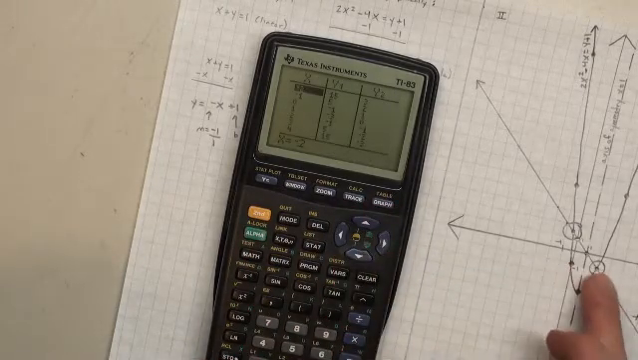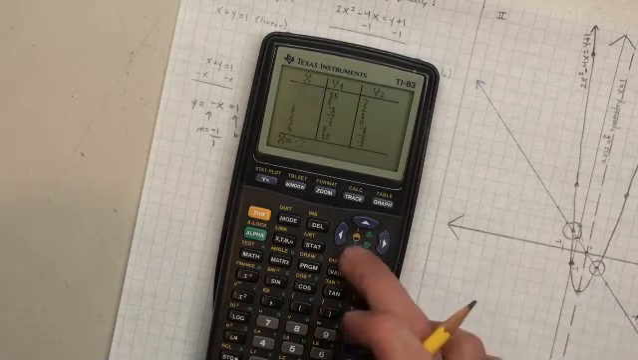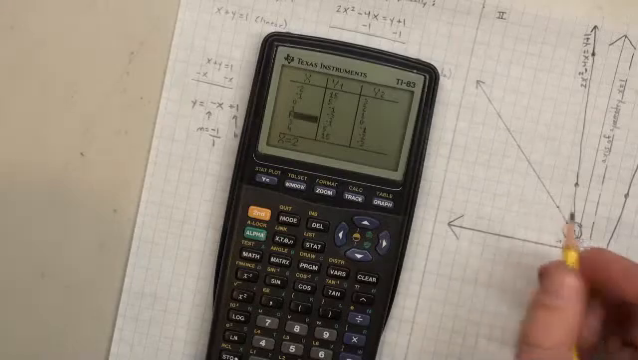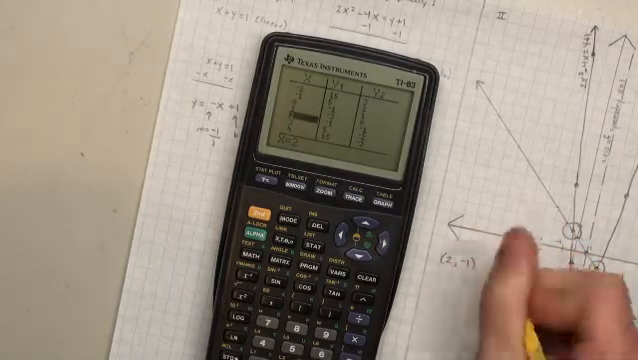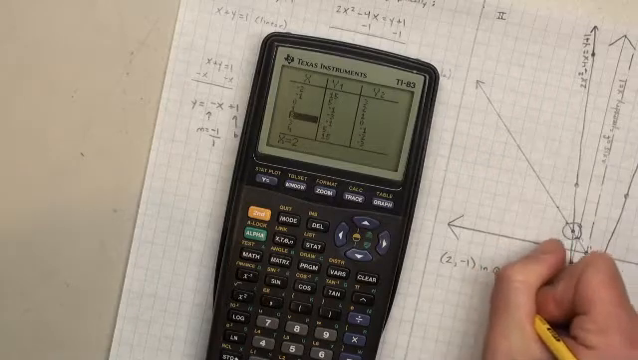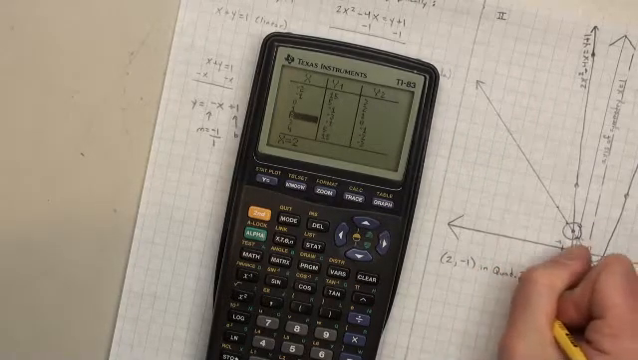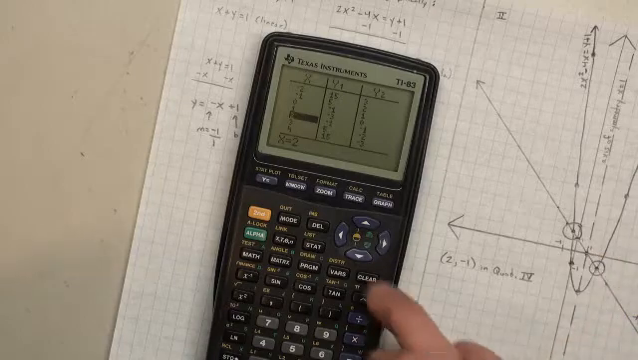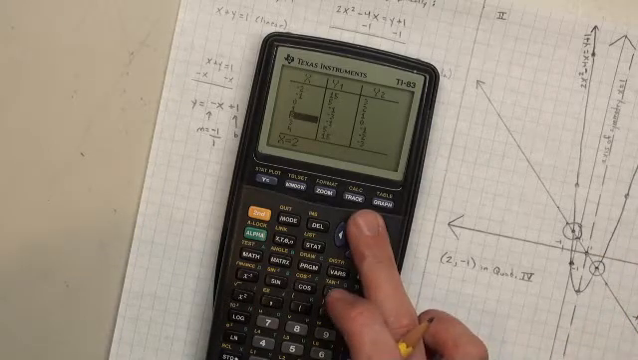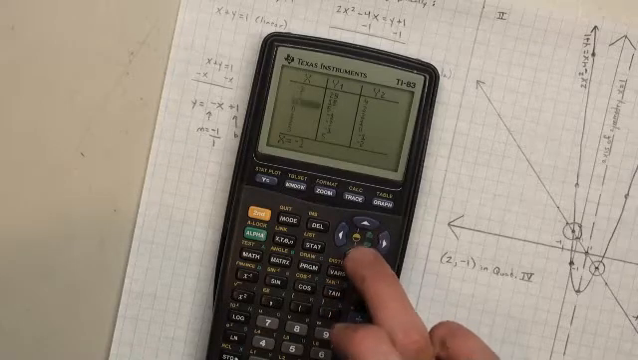Now this point over here, which is 2, negative 1, is one of the answers. And that's in quadrant 4. Now it crosses also up here in quadrant 2, which we can't see, right? Because this is going by ones.